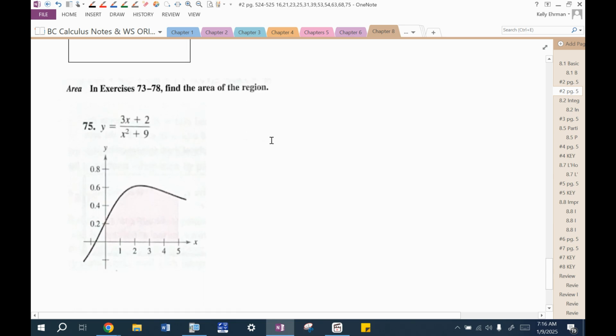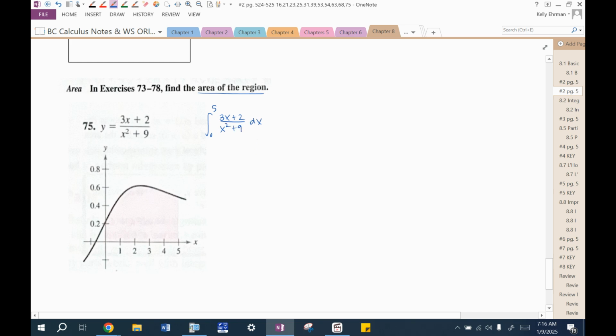Okay, last problem. Find the area of the region. So it's hard to see, but this region goes from 0 to 5. And we should just be integrating, right? So this is the integral from 0 to 5 of (3x plus 2) over (x squared plus 9) dx.